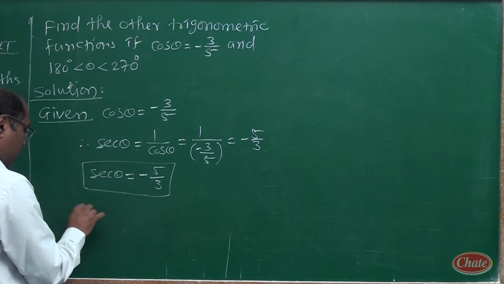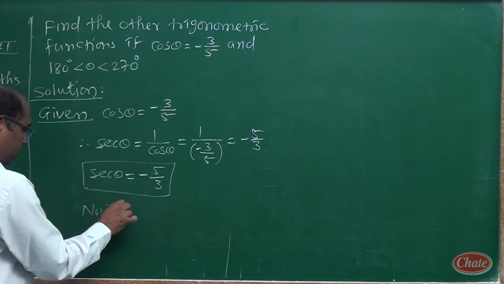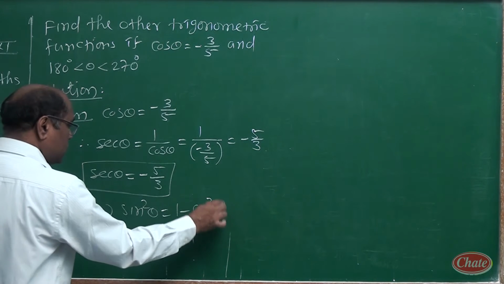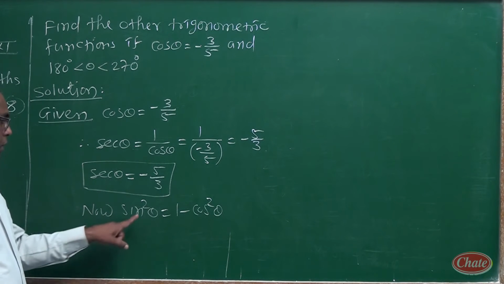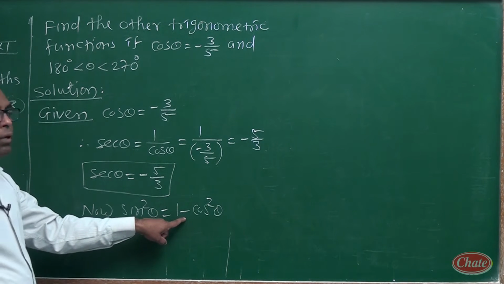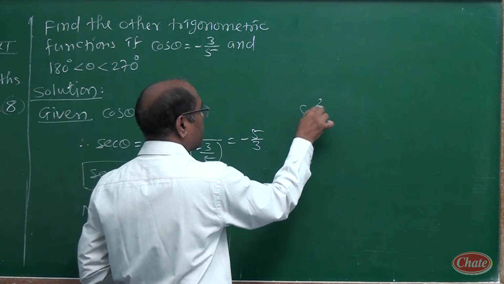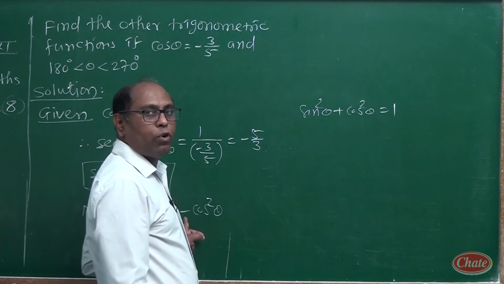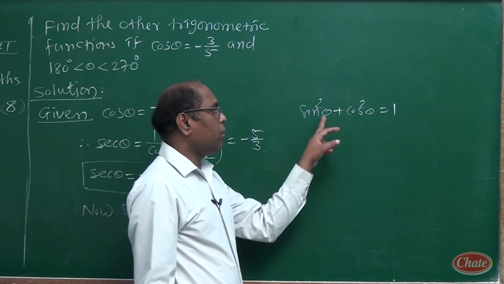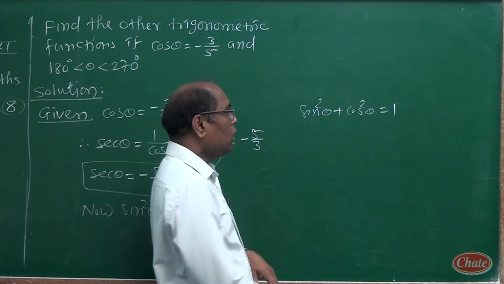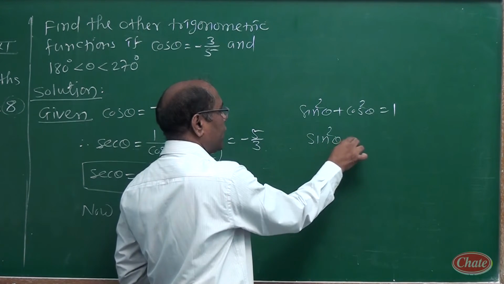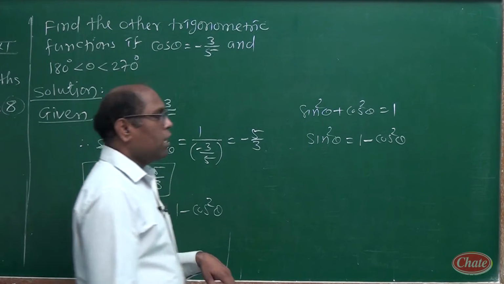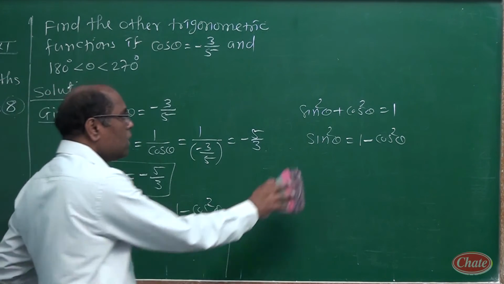Now we know that sin square theta is equal to 1 minus cos square theta. We know that sin square theta plus cos square theta is equal to 1. It is an identity from trigonometric ratios. So therefore sin square theta is equal to 1 minus cos square theta.